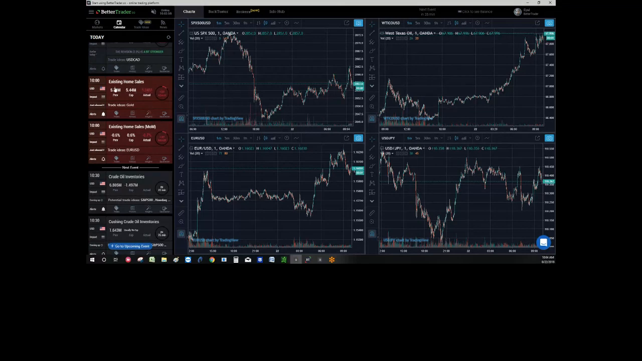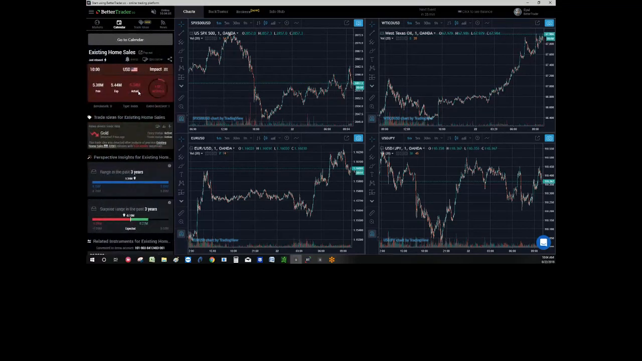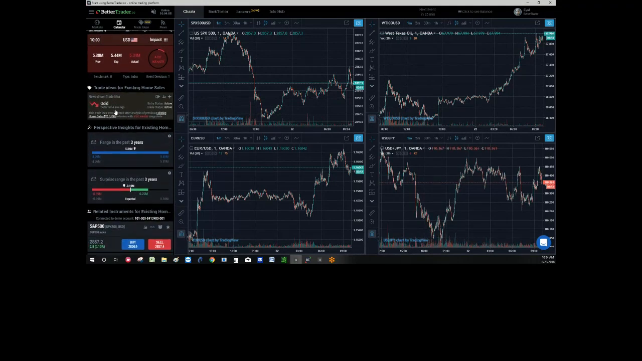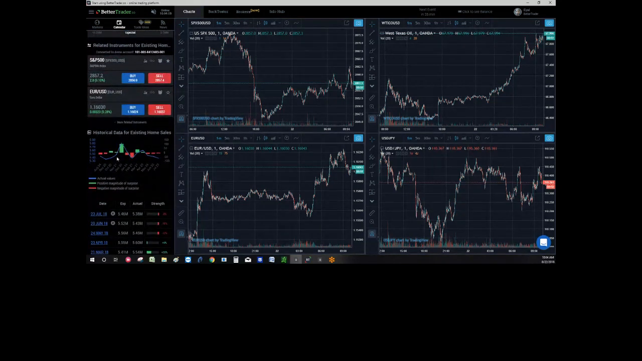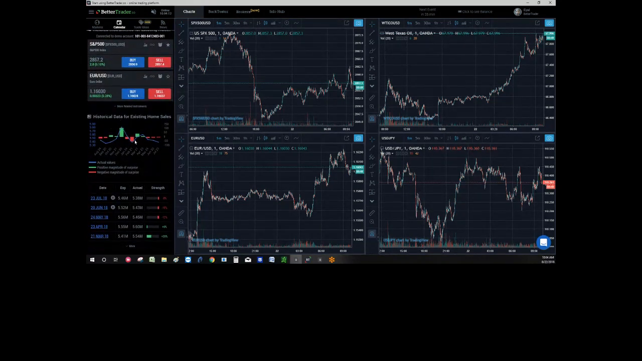Let's open this one, existing home sales. We can see a news-driven trade idea for the gold. We will explore it in a moment. This is real time. And here we can see historical data for this event, previous releases. The last 3 previous times were a bit weaker as well. You can see the magnitude.